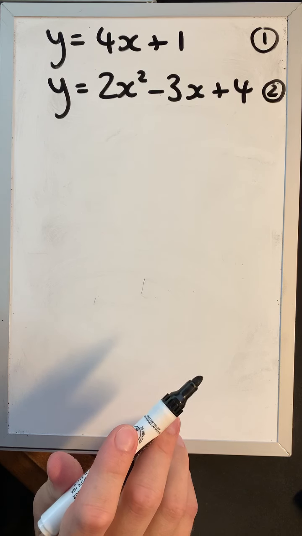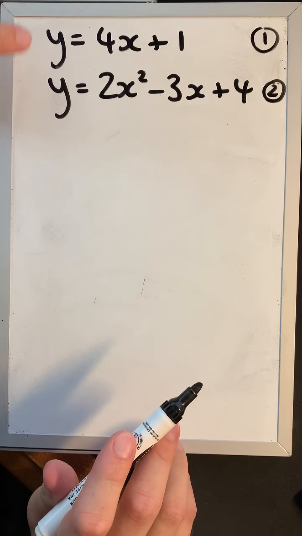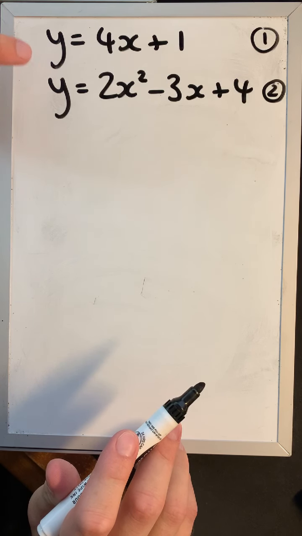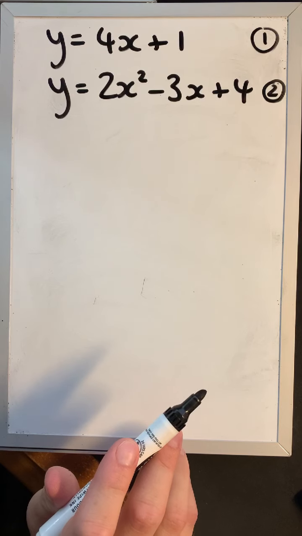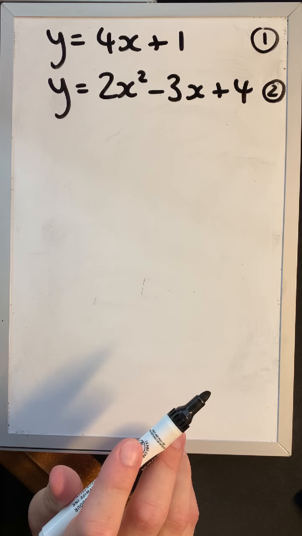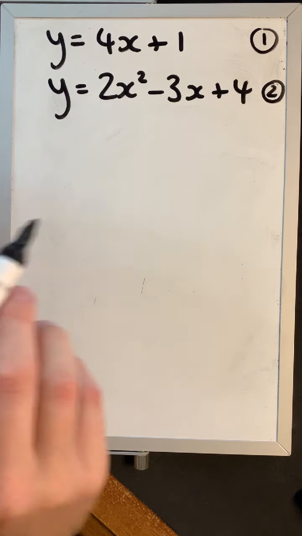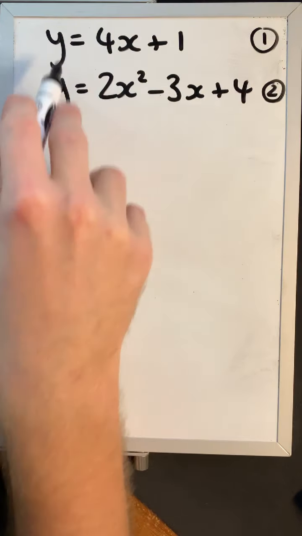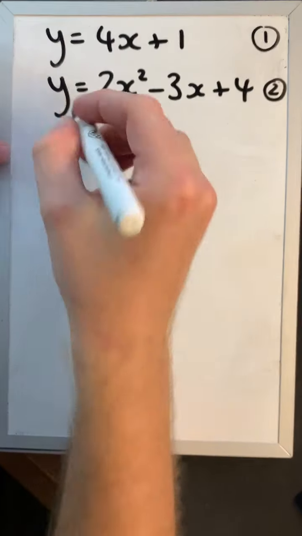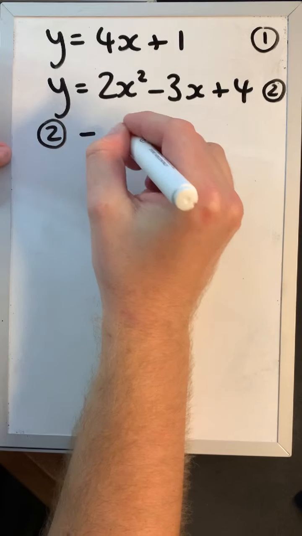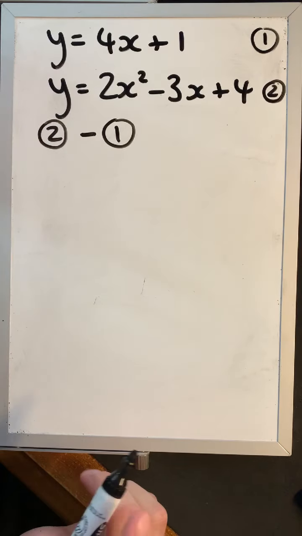Now looking at these two equations, the handy thing here is that we've got y's on their own on one side. So can you see that if I subtract these two equations, on the left hand side we're going to have y minus y, and the y's are going to eliminate. Again, it doesn't really matter which way around you do it, but in order to end up with a positive x squared, we're going to do equation 2 minus equation 1.